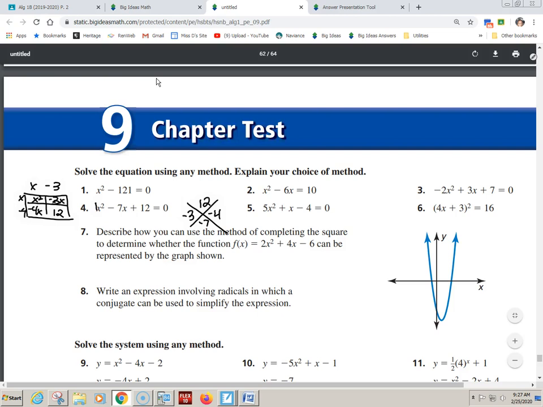Number 2. If you were to move the 10 to the other side, remember we'd have to move it all to one side, right? x squared minus 6x minus 10 equals 0. Let's try it. We would multiply a times c, 1 times negative 10. Put b down here. Okay, anything multiply to be 10 and add to be 6? I'm not seeing anything. So it's a good one to try. Sadly, it's just a hard one to do.